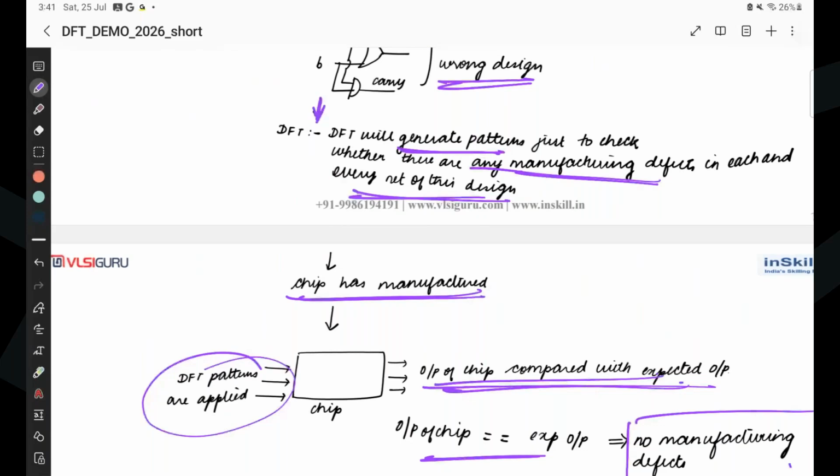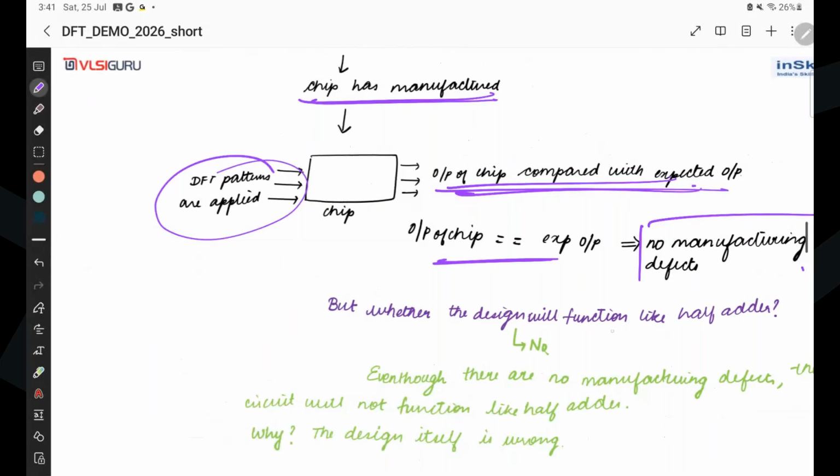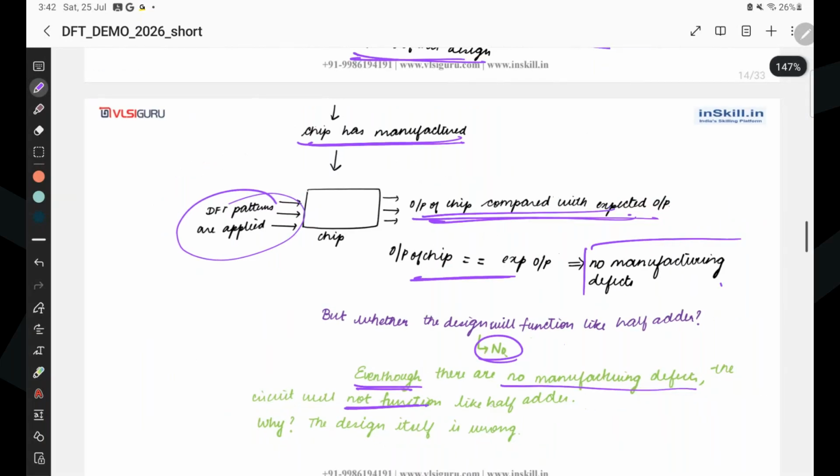Yes, no, it will not function. And why will it not function? Any guesses? Yes, because the functionality was not correct. Shilpa, Kapil and Chetan, all your answers are correct. So whether the circuit will function like a half adder? No, because even though there are no manufacturing defects, the circuit will not function like a half adder. Why? The design itself is wrong.